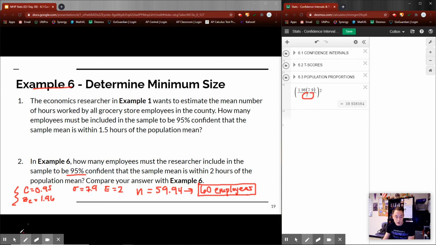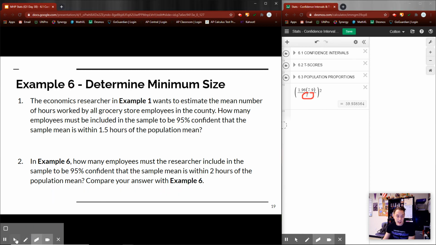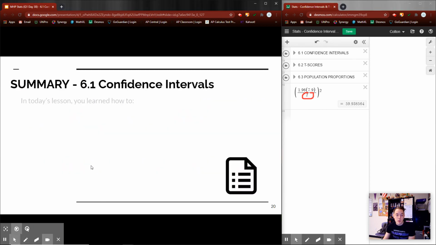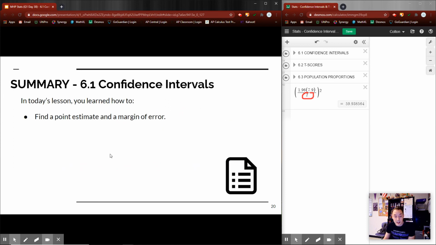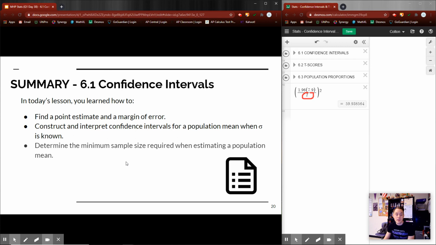Okay, pretty cool. Let's erase and let's actually summarize the lesson. So what did we learn? We learned actually a lot of things today. We learned the point estimate and the margin of error. We also learned how to construct and interpret confidence intervals for a population mean when the standard deviation is in fact known for the population. We also determined the minimum sample size required when estimating a population mean.